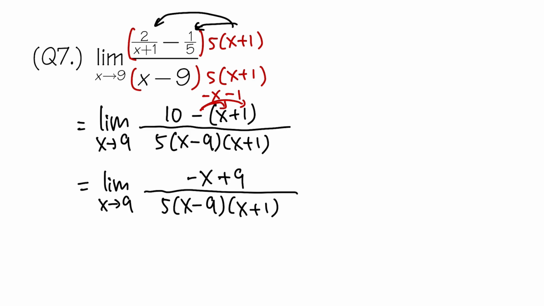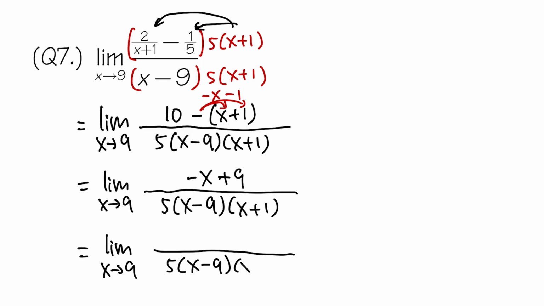How do we simplify this? We will have to factor out a negative. So this is the limit as x approaches 9. We have 5 times x minus 9, x plus 1 on the bottom. On the top, this thing is negative times x minus 9 because we factored out a negative.